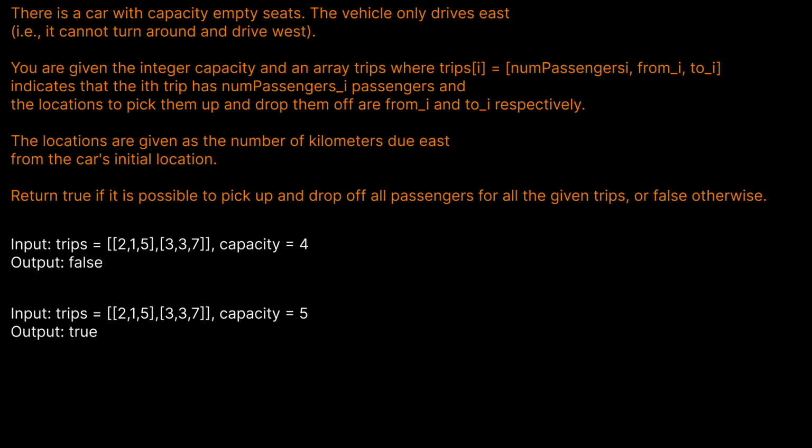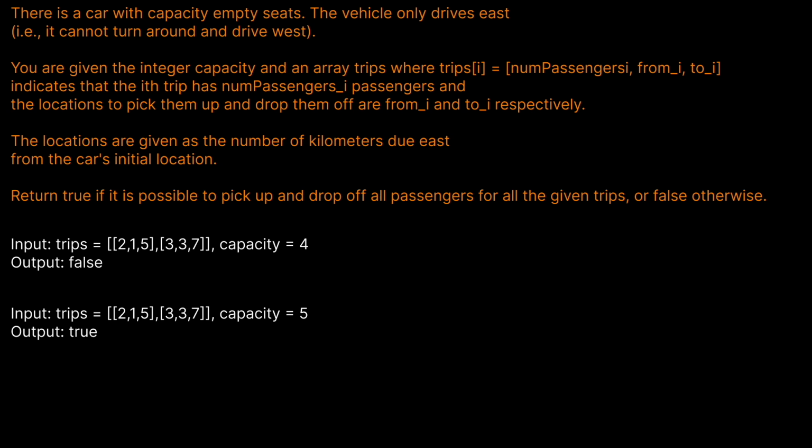You are given the integer capacity and an array trips where trips[i] equals numPassengers[i], from[i], and to[i], indicating that the ith trip has numPassengers[i] passengers, and the locations to pick them up and drop them off are from[i] and to[i] respectively. The locations are given as the number of kilometers due east from the car's initial location. Return true if it is possible to pick up and drop off all passengers for all the given trips, or false otherwise. Let's look at some examples.